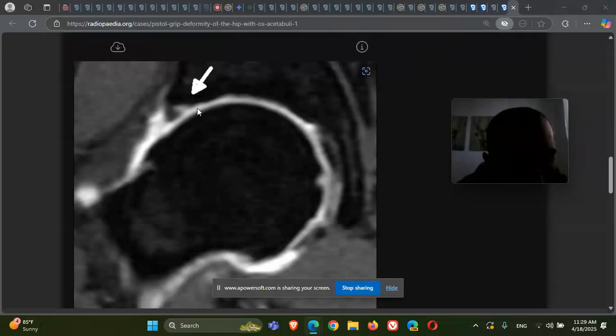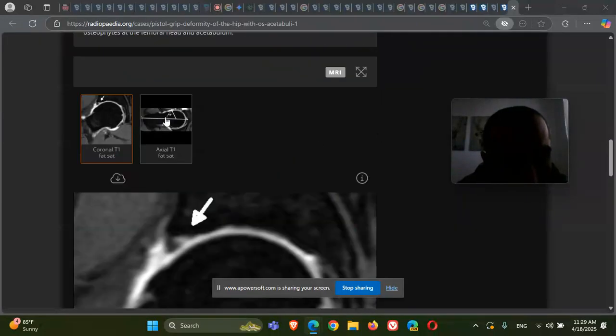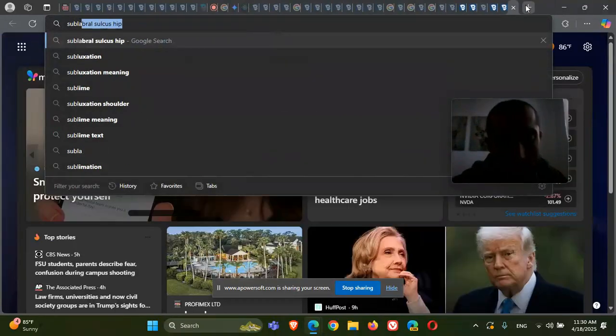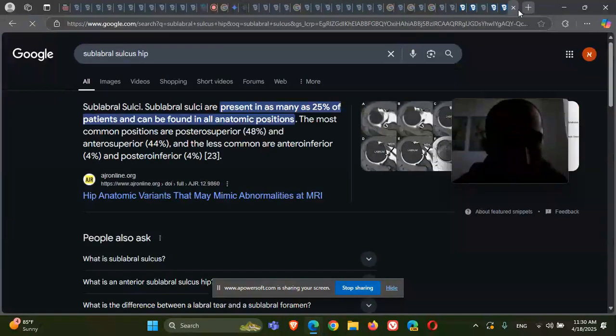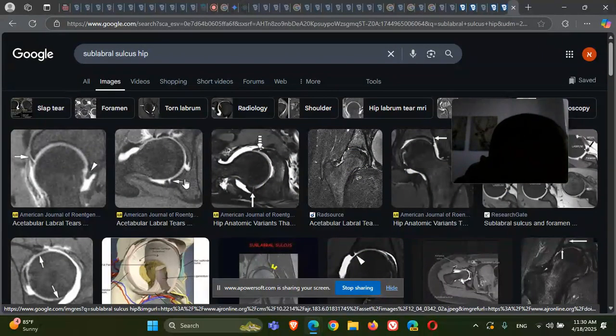You can see the hyperintense material getting inside the labrum. So this is the labral tear. Not so easy to see sometimes, and you should not confuse it with sulcus, or sublabral sulcus, because sublabral sulcus is a normal thing, and you should not confuse it with this.